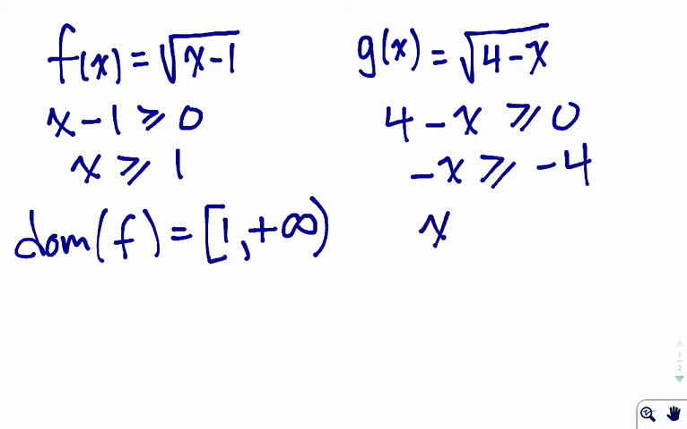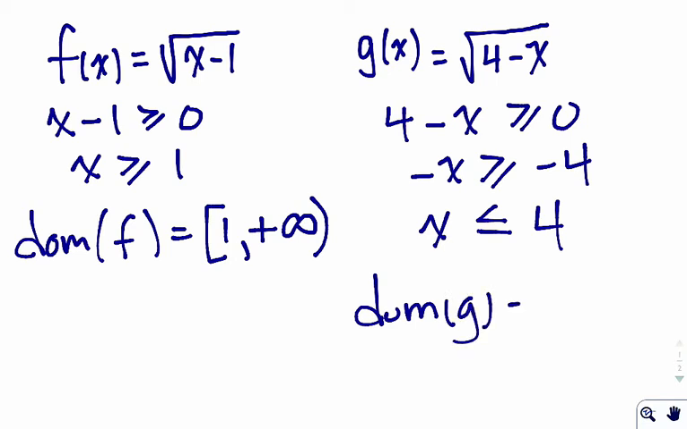When you multiply or divide an inequality by -1, or a negative number in general, you have to reverse the inequality sign. So now we have x less than or equal to 4. This tells us that the domain of g will be all numbers less than or equal to 4. So that would be -infinity to 4, and we would include the 4.